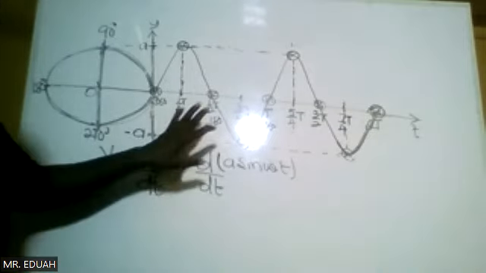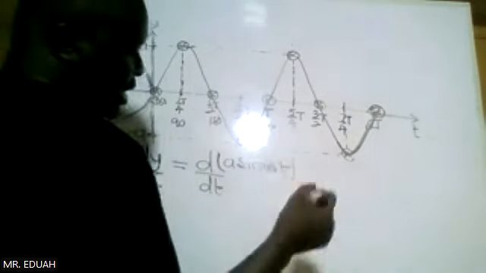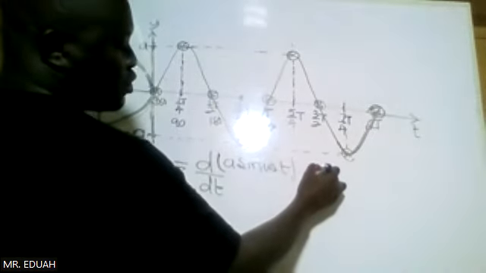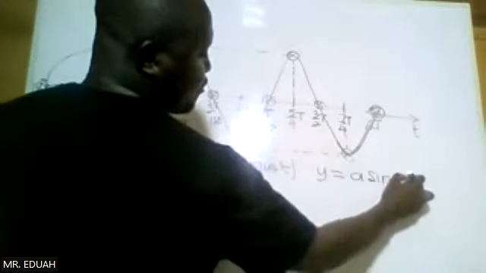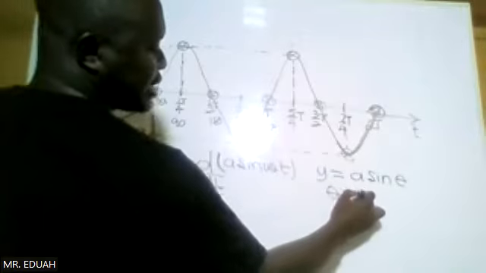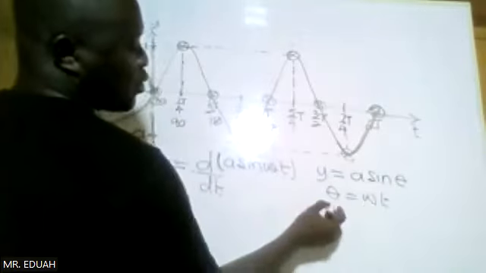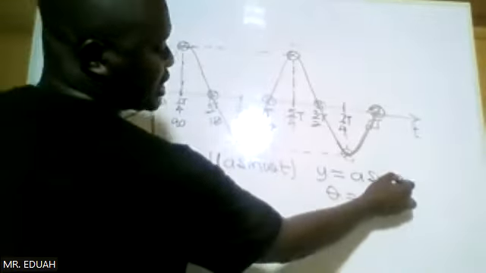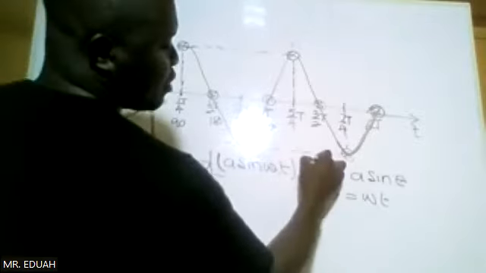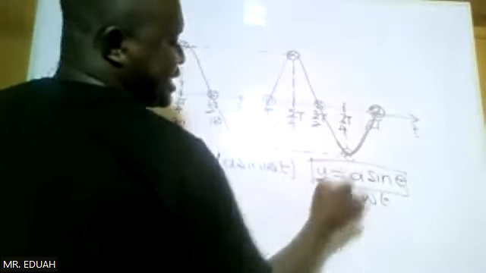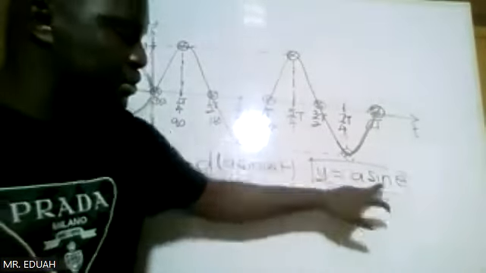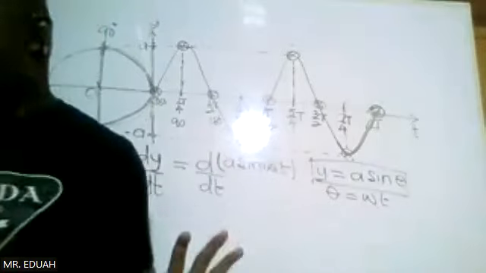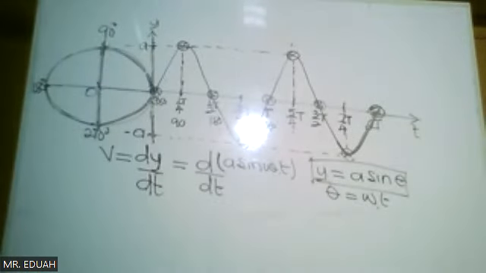We did that in terms of time. But when you are doing it in terms of angles, you have to use y is equal to a sine theta. Don't forget I said theta is equal to omega t. So when we substitute omega t for theta, this is what we had. But when we are drawing the graph of the displacement function with angles, this is what you use. Please, are you okay?